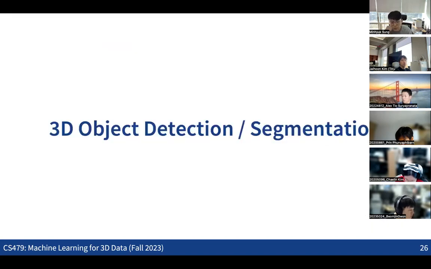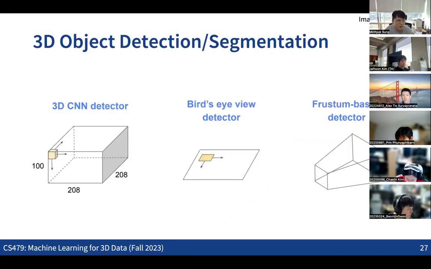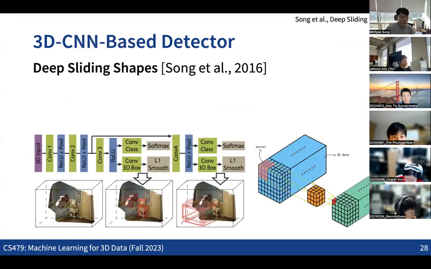We can consider making a very similar idea, having a region proposal and also doing segmentation. We can think about three different approaches for extending the idea of 2D detection and segmentation into the 3D case. The simplest idea might be to just use a 3D convolutional neural network. As we had the 2D convolutional neural network, we can directly extend the idea by using a 3D convolutional neural network, which is exactly the same as what we have done in the 2D case.